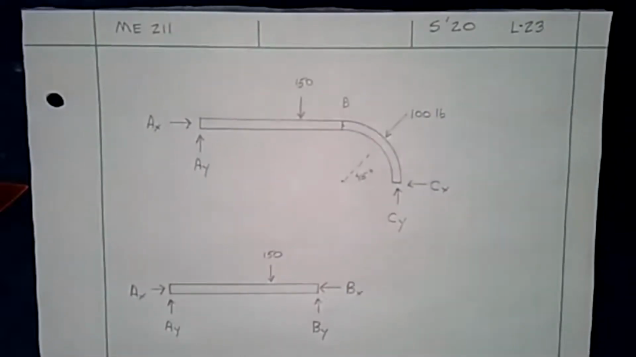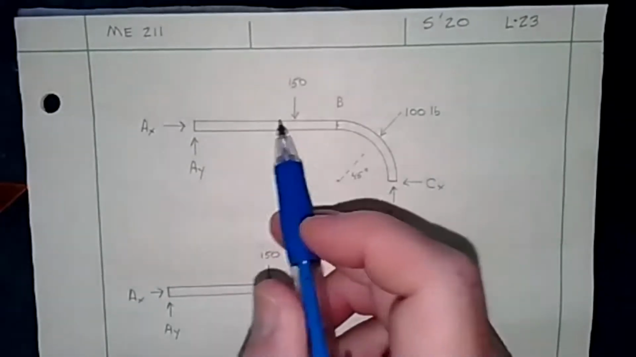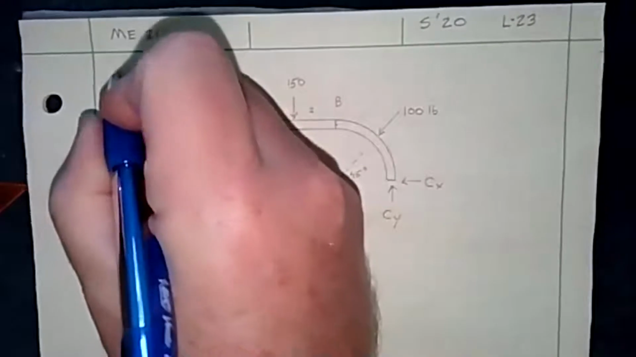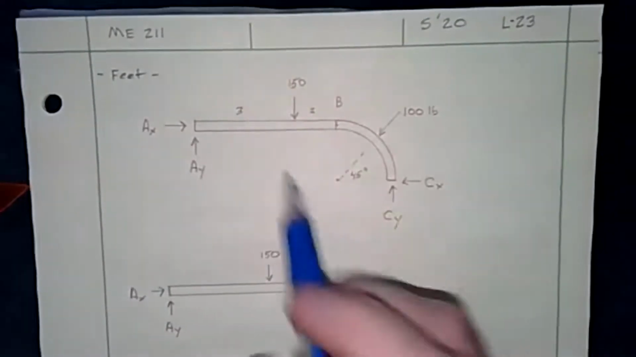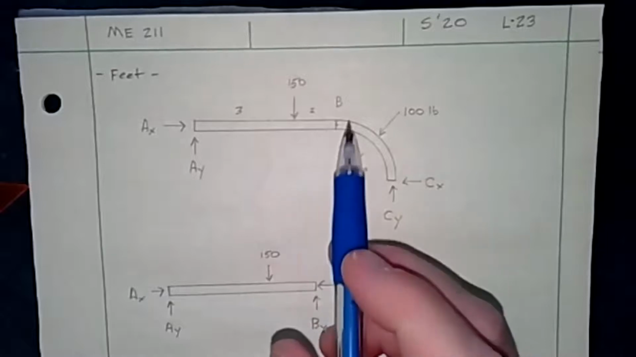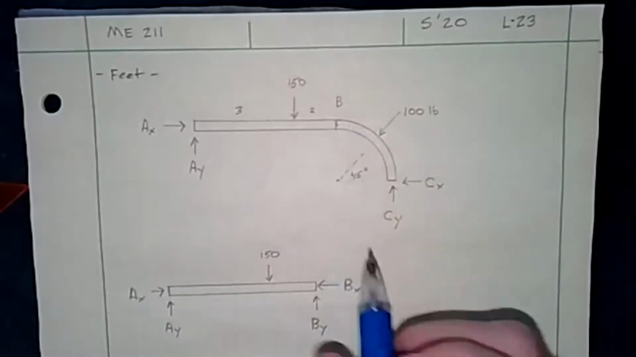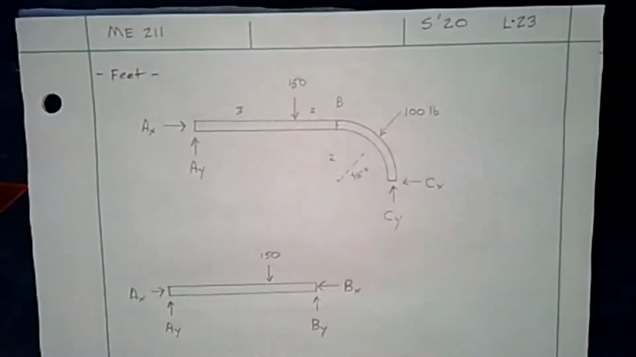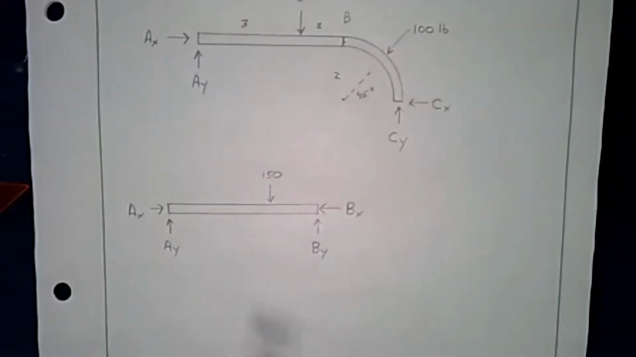So here's our diagram. Now we know that our 150-pound force, there's 3 here and 2 there, and this is in feet. So 3 pounds, 2 pounds. This radius is 2 also, so it's a 2-foot radius. Okay, and so we have everything. So now if we look at this, if we were to take this apart, then this is what we'd have.